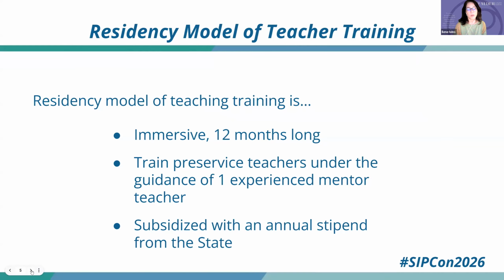It's just a little bit more about the residency model. The residency model of teacher training is immersive. It's also 12 months long, so it's a year-long program. And in a residency, we train pre-service teachers under the guidance of one experienced mentor teacher. Teachers who step into this program, or pre-service teachers rather, their tuition is often subsidized with an annual stipend from the state. And we call them residents.